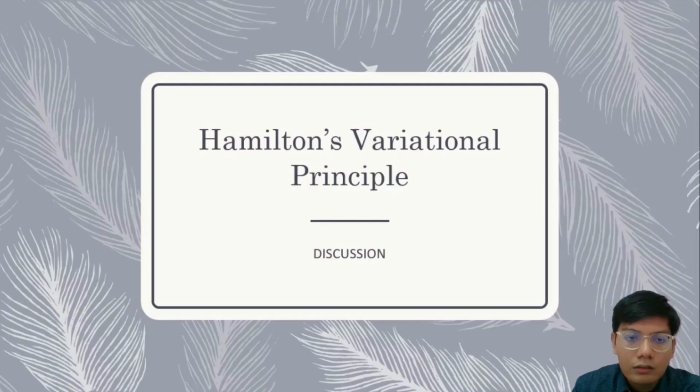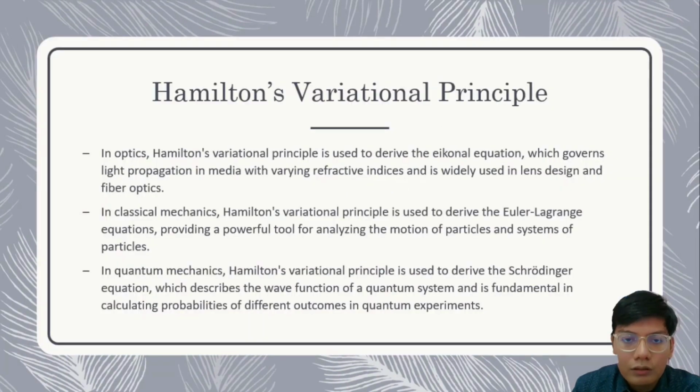The discussion of Hamilton's variational principle. In optics, Hamilton's variational principle is used to derive the equation of motion for light rays. By defining the Lagrangian as the difference between the kinetic and potential energies of the light ray, the action integral can be defined as the time integral of the Lagrangian.